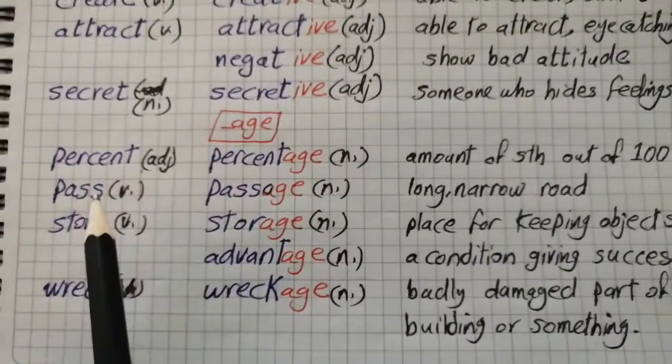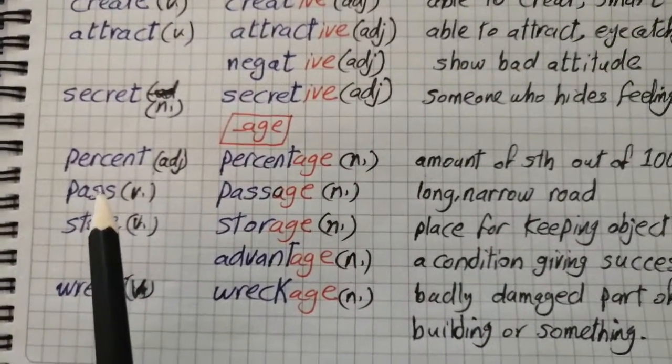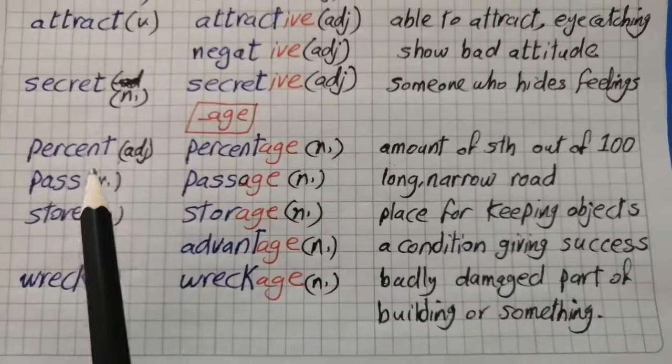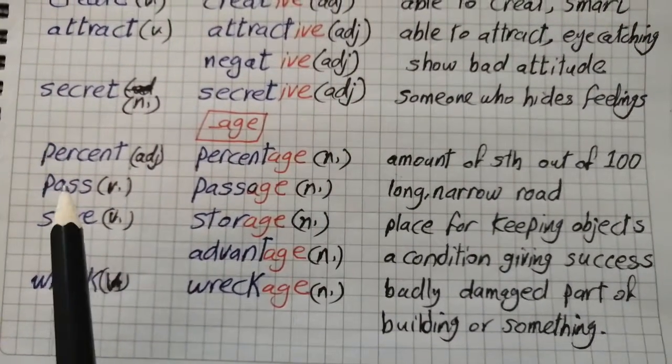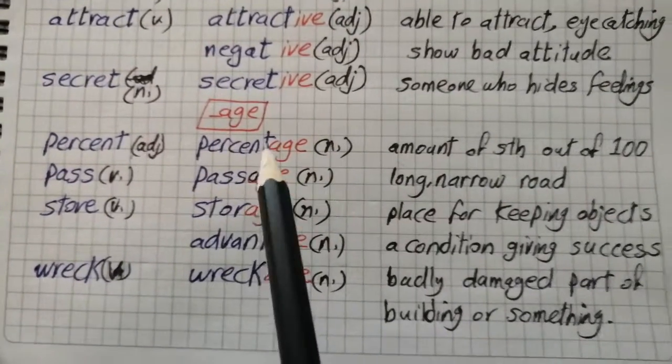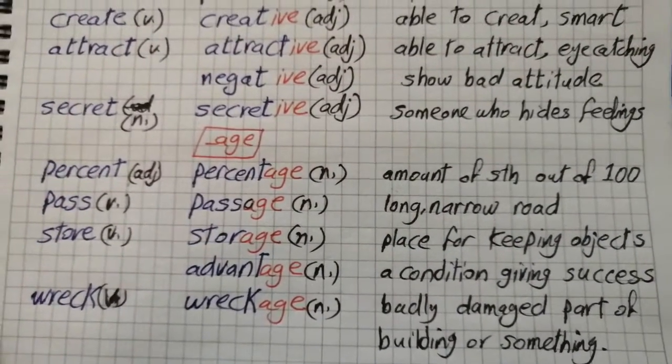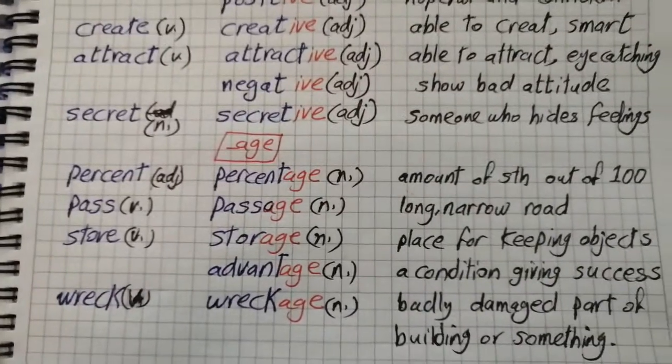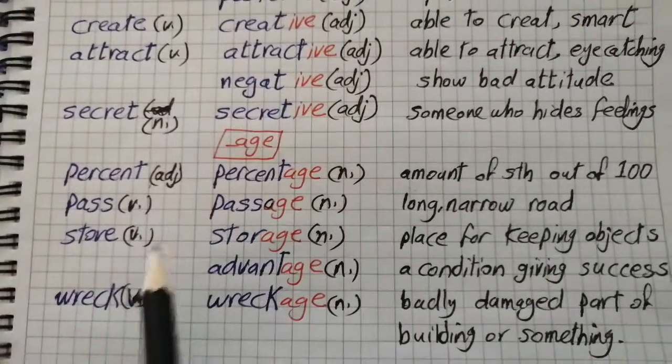So next word is the word pass, and a pass is a verb. When I add AGE, I change it from a verb into a noun. It will become passage. And passage is a long, narrow road, for example, or way.